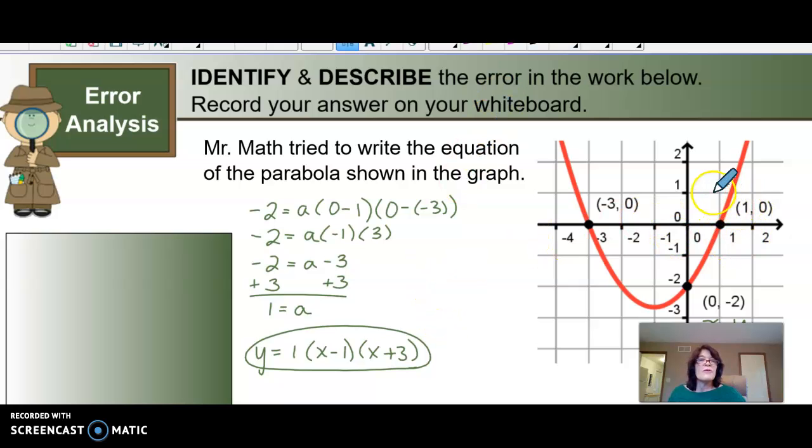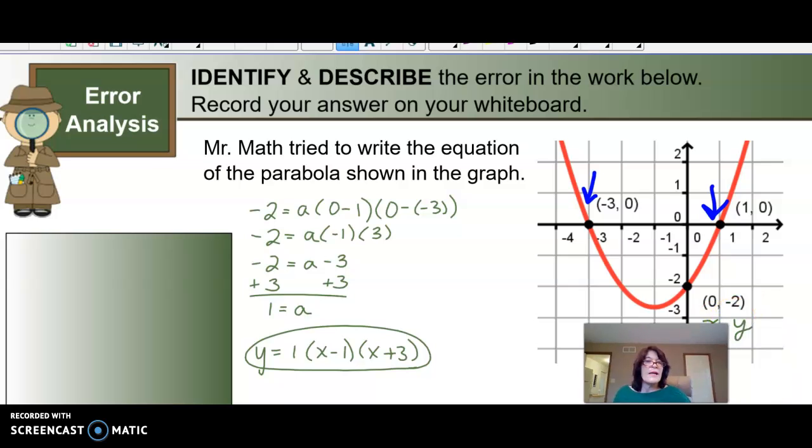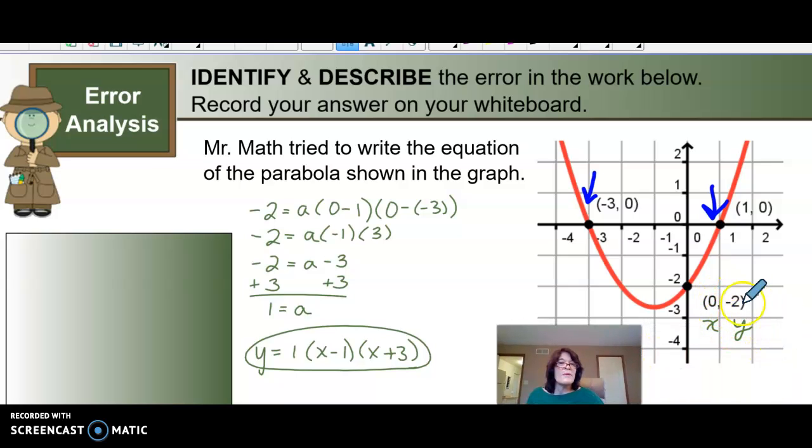Okay, so we used x minus 0 and x minus -3. That part was okay. We put our x, y in, right? X was 0 and y was -2. So y equals, I'm going to write that up here for you. Remember, the equation is y equals a times x minus p times x minus q.